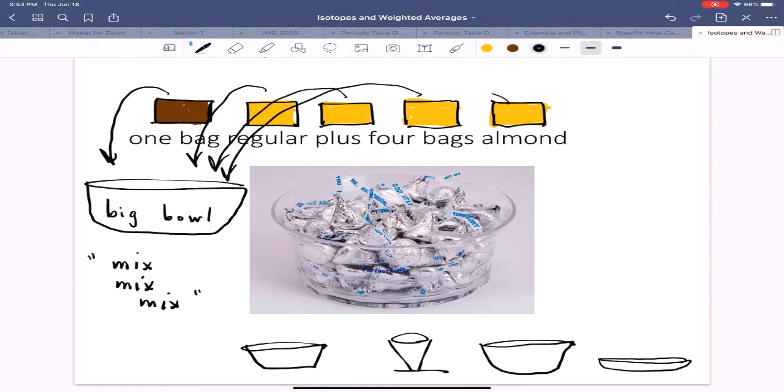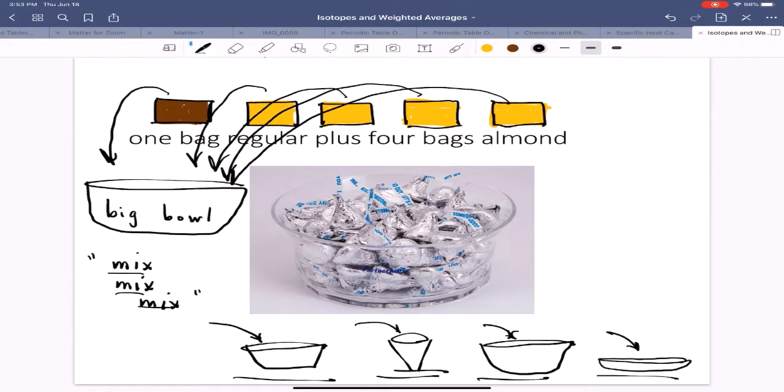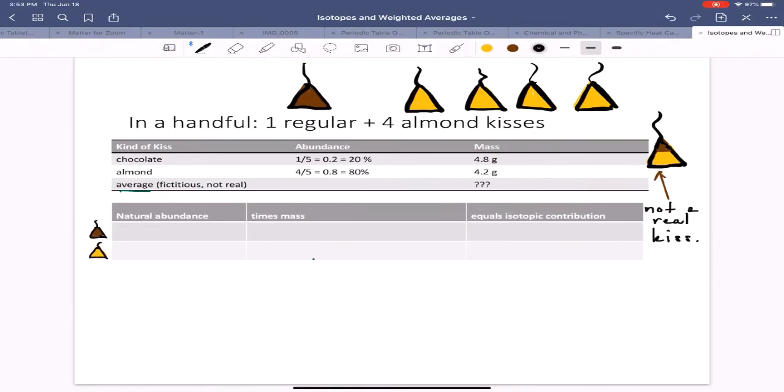Take them home, mix them in a big bowl, and then distribute them into smaller bowls so that I could have Hershey's Kisses around the house. I had a bowl on the table by the front door, a bowl on the coffee table, a bowl on the piano, a bowl beside my bed. And each bowl had that ratio, 4 bags of almond Kisses to 1 bag of regular.